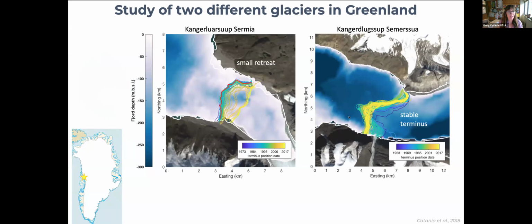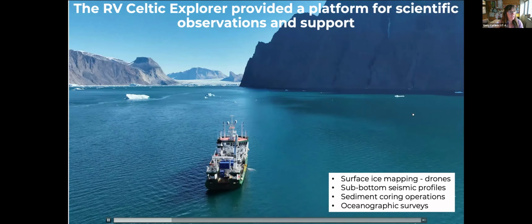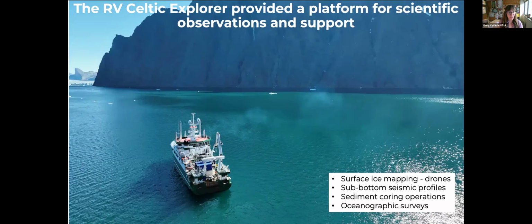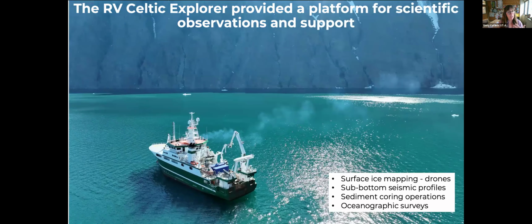We went to a glacier that was stable, and I'll talk about these results today only. And then we also went to a glacier that's neighboring that went through a very small retreat. And we used this ship from Ireland, the RV Celtic Explorer, that provides a platform for lots of different scientific observations. And so we were able to do a lot of surface ice mapping with drones.